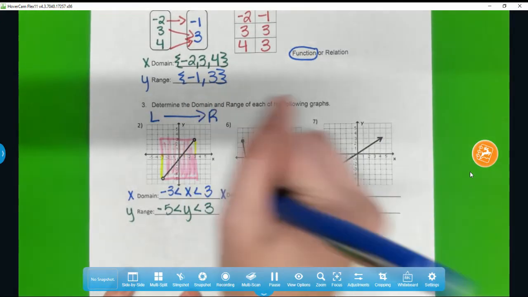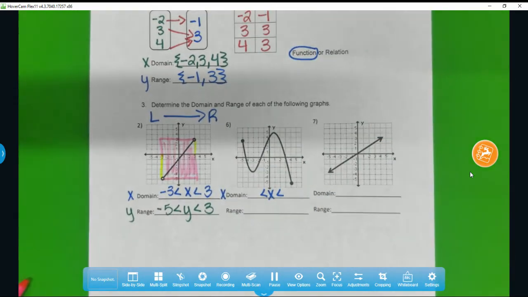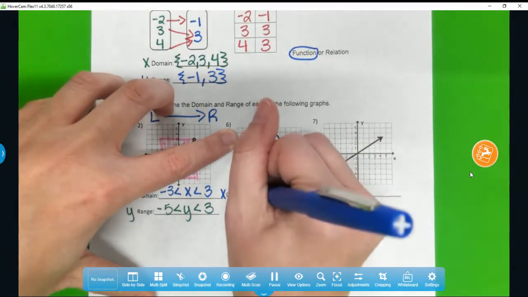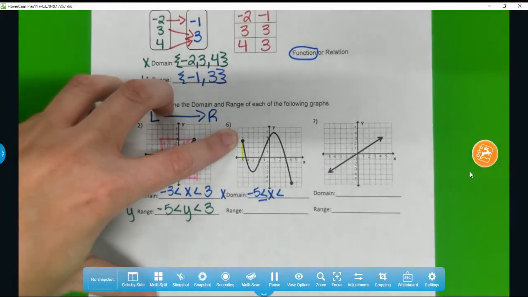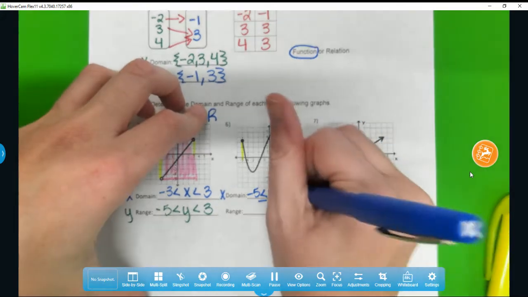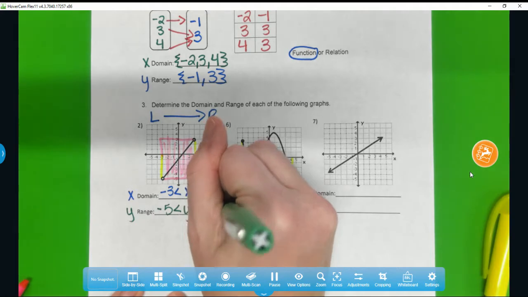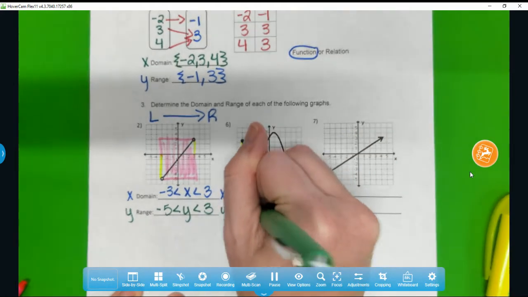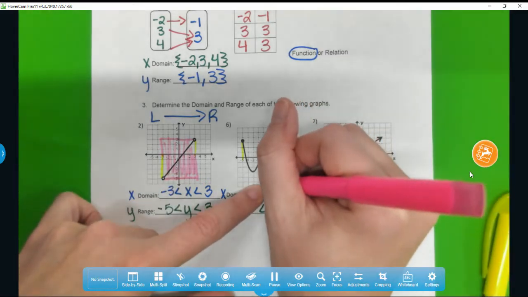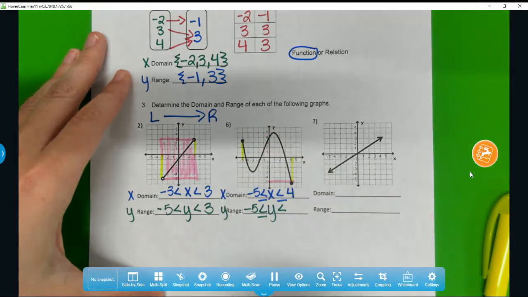Okay, so domain. So point to the left is at -5. It's shaded in, so I need a line. Point to the right is at 4. It's shaded in. I need the line. Then we're going to go to our range. Bottom is a circle. It's at -5 and it's shaded in, so I need the line.